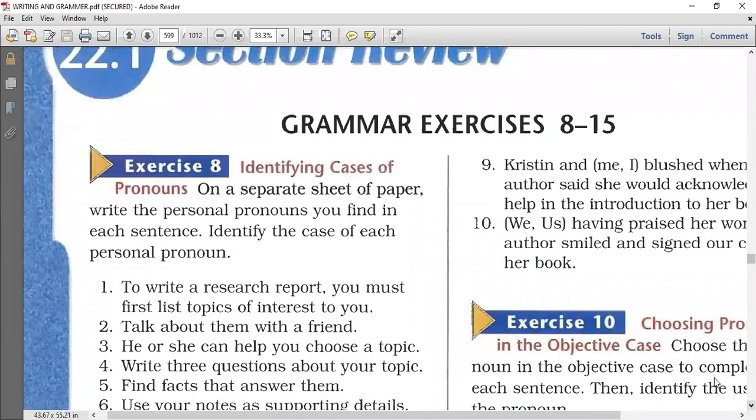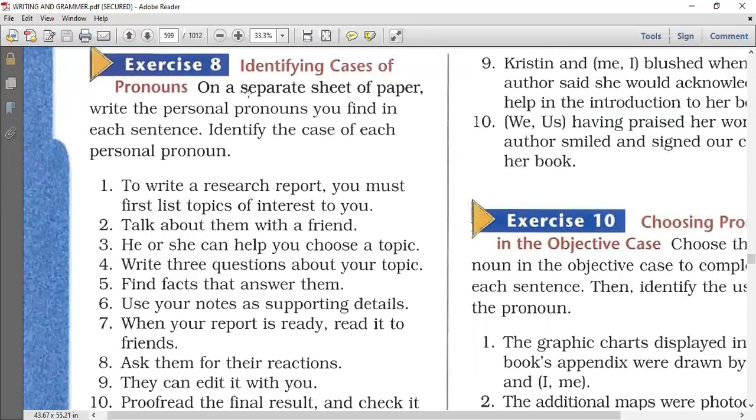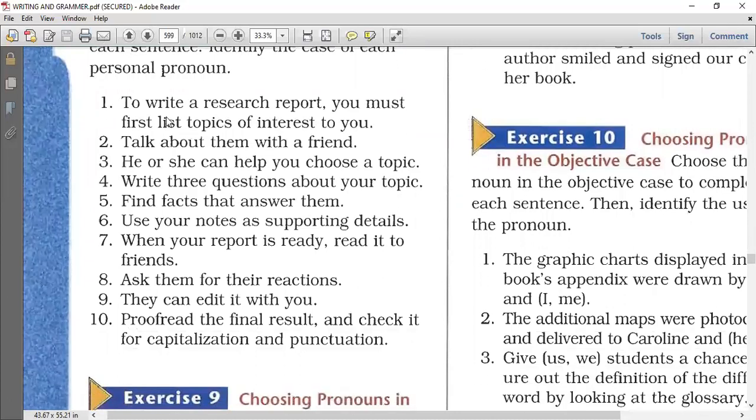Here in the section review, this is the end of section 21.1. We have some exercises. I'll assign exercise 8 as homework. On a separate sheet of paper, write the personal pronouns you find in each sentence. Identify the case of each personal pronoun. That's a piece of cake, guys. But exercise 8 is homework. Write the personal pronoun and its case: nominative, objective, or possessive.